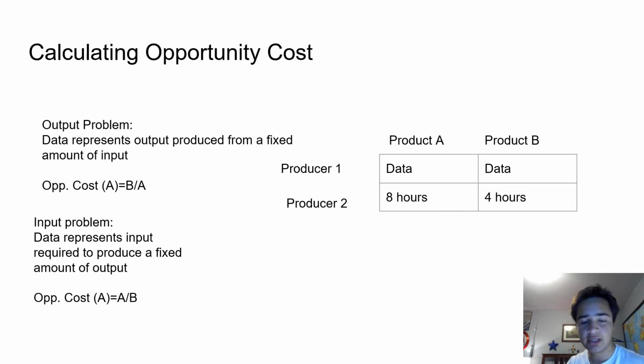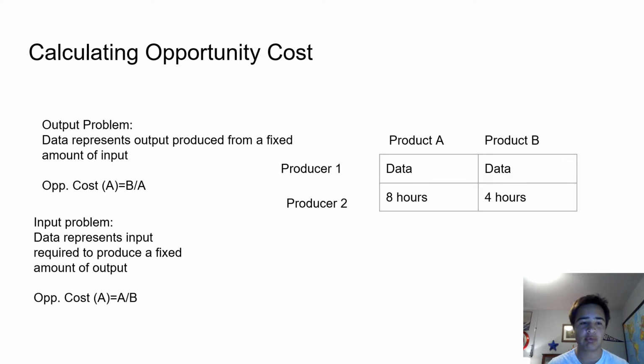And then we look into the next one, an input problem. Data represents input required to produce a fixed amount of outputs. So a good example would be time. It takes 8 hours to produce product A versus 4 hours to produce product B. And it is found by, if we find the opportunity cost of product A, you have A over B. So in this case, it will be 8 divided by 4, which is 2 hours of opportunity cost.